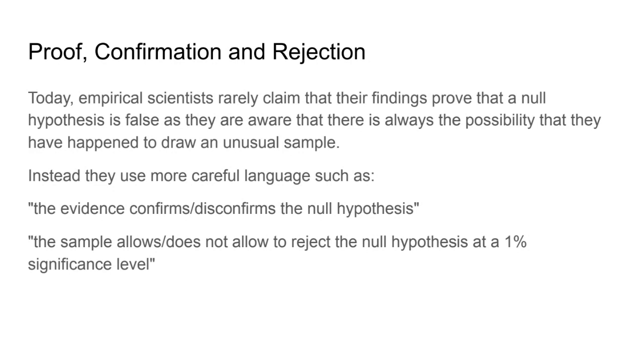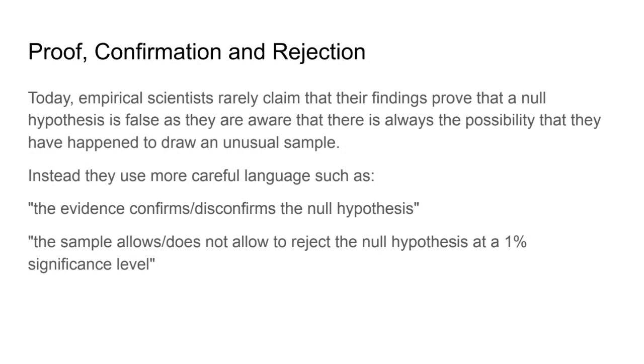Or a scientist could say something like, the sample allows or does not allow us to reject the null hypothesis at a 1% significance level, or whatever significance level you want to impose. Good. So this is basically how significance testing works.